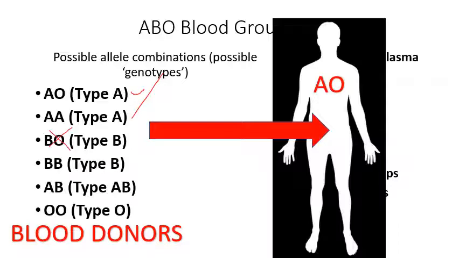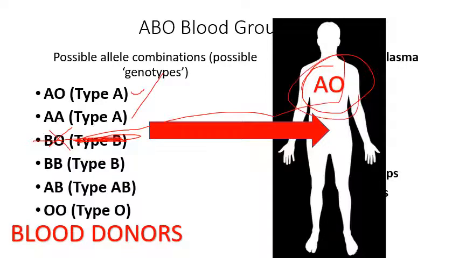Because this person here does not have the B antigen on their blood cells, and so the blood type B would be destroyed if you put it into this recipient. The BB genotype, giving you the type B blood, would be destroyed as well. Okay, now what about this?